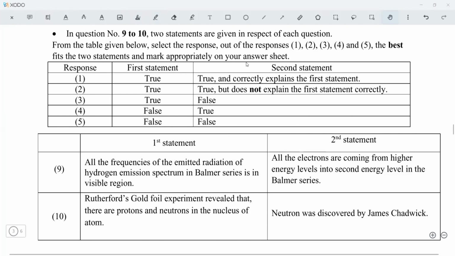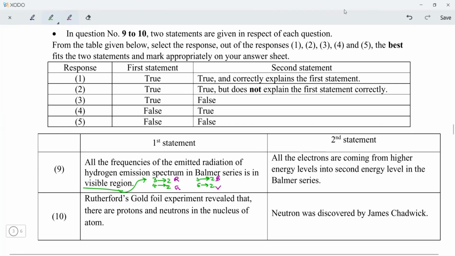Okay, let's see the ninth question. All the frequencies of emitted radiation of the hydrogen emission spectrum in the Balmer series are in the visible region. So that one is false. Why? Because usually we say Balmer series is in the visible region. That's true, but not all lines. Only four transitions are in the visible region. If I name the transitions, you can find 3 to 2, then 4 to 2, 5 to 2, and 6 to 2. Those are the lines in the visible region. This is red, this is green, this is blue, and this is violet.